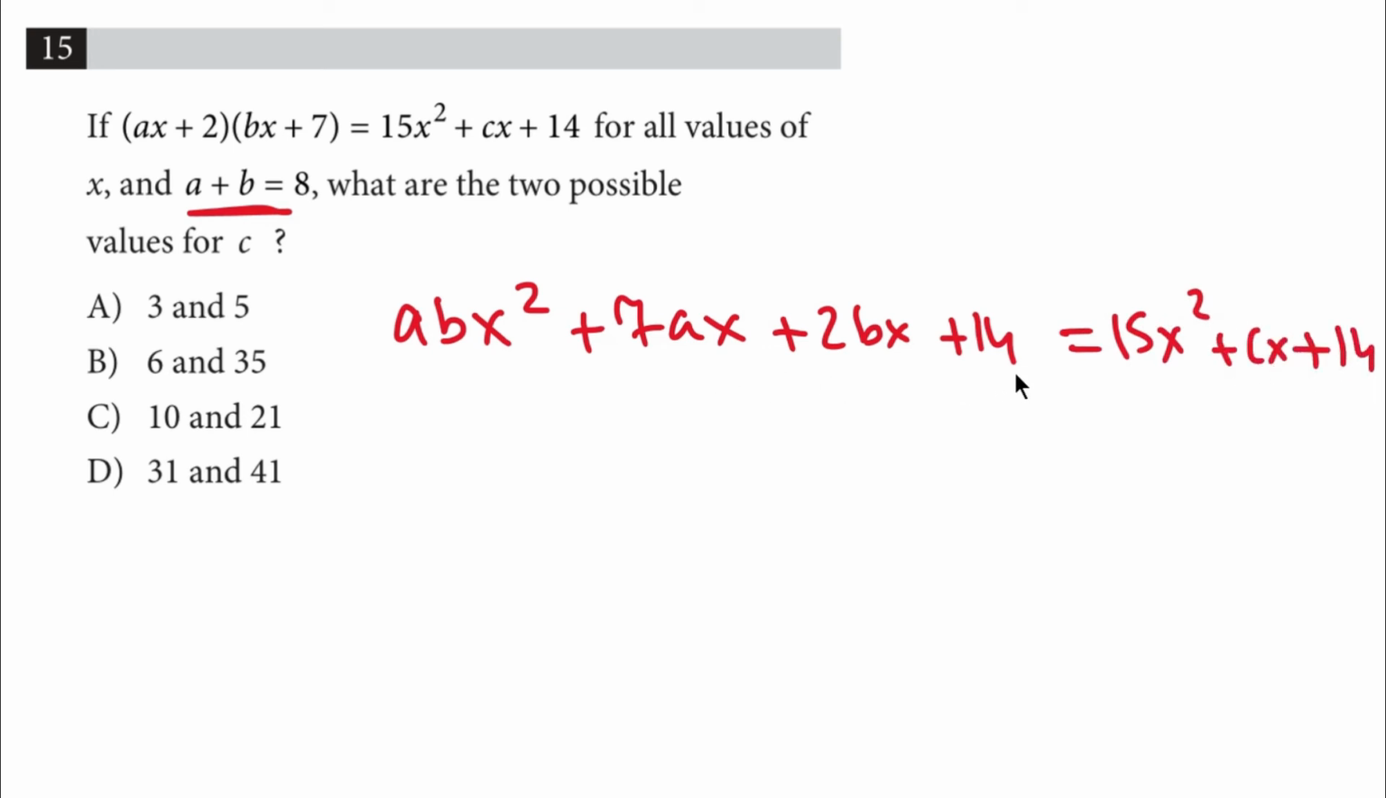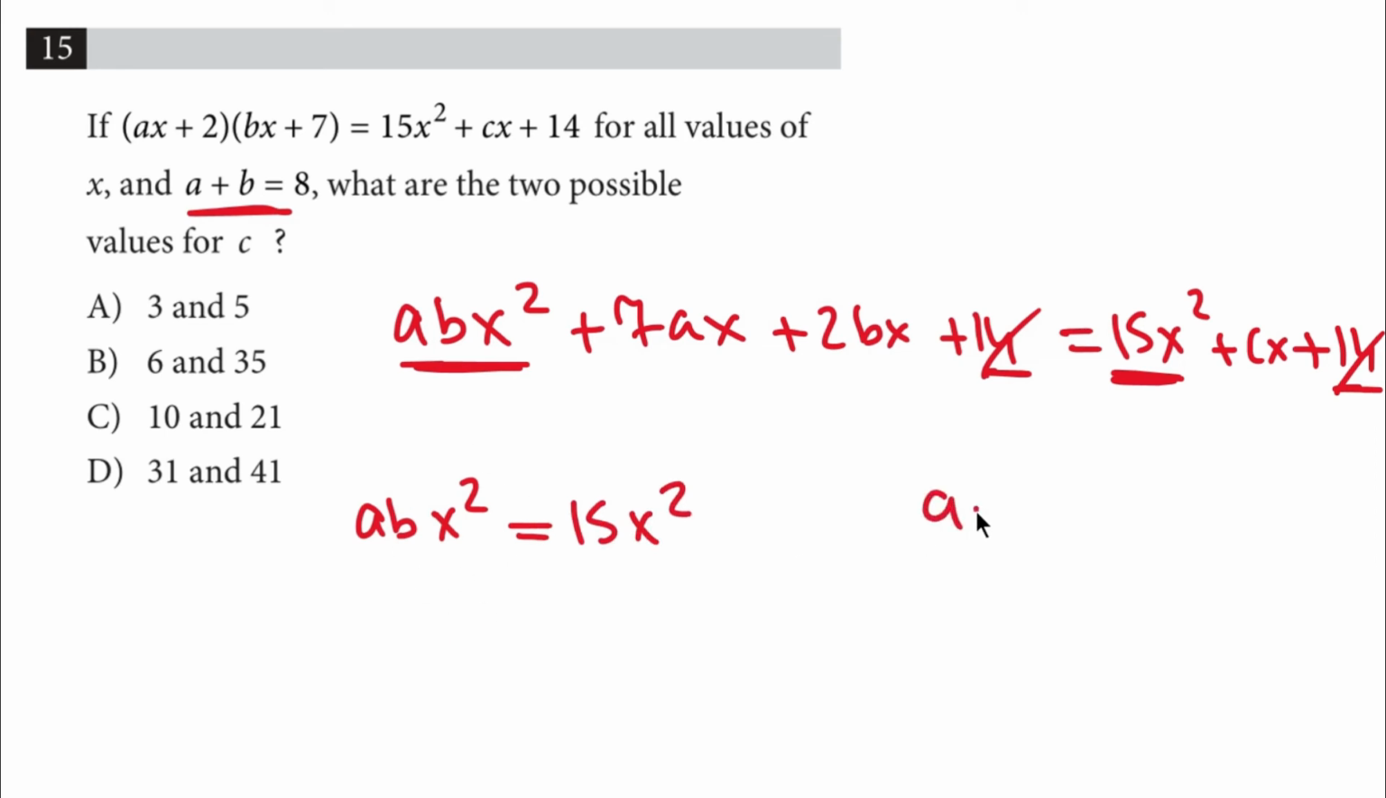So this is all equal to 15x squared plus cx plus 14. Guys, right here we see that 14 is equal to 14. Yeah, that's correct. Now abx squared is equal to 15x squared because these are the only things, right, with a multiple of x squared. Therefore, guys, we can understand that a multiplied by b is equal to 15, okay? And I did that by dividing both sides by x squared, so x squared disappeared, and ab is equal to 15. So let's write it right here.